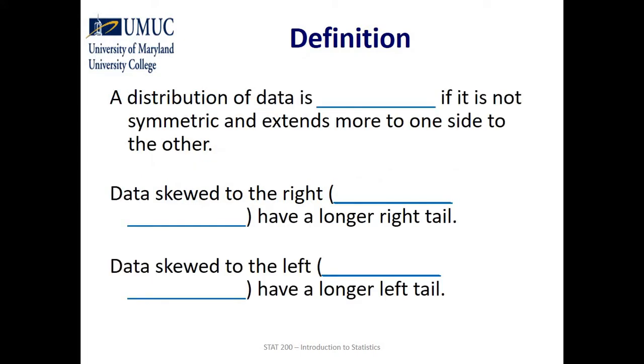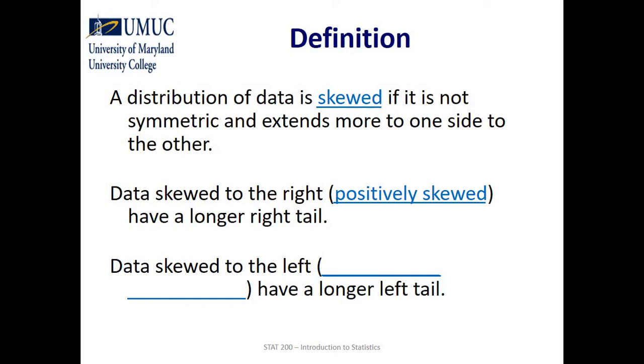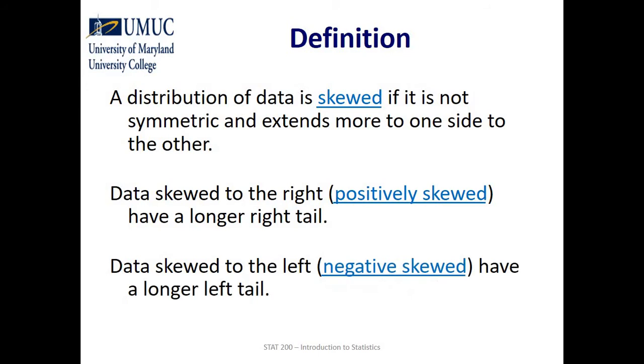Other types of distribution are skewed distributions. So a distribution is skewed if it is not symmetric and extends more to one side or to the other. If data is skewed to the right, then it's said to be positively skewed, and it has a longer right tail. Data skewed to the left is said to be negatively skewed, and it has a longer left tail.